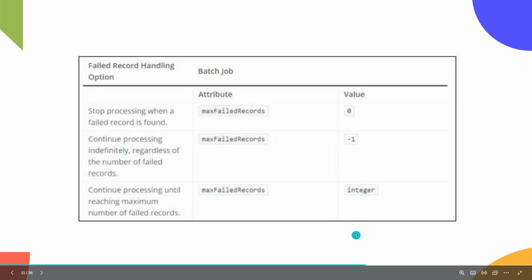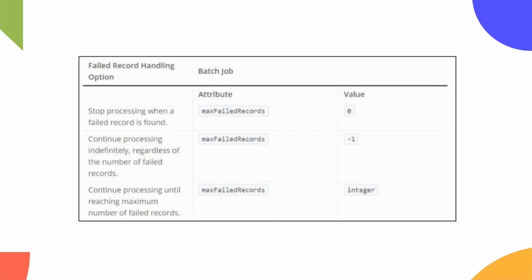So guys, you can clearly see max filled record has 3 values: 0, -1, and a particular positive integer, any particular positive integer.